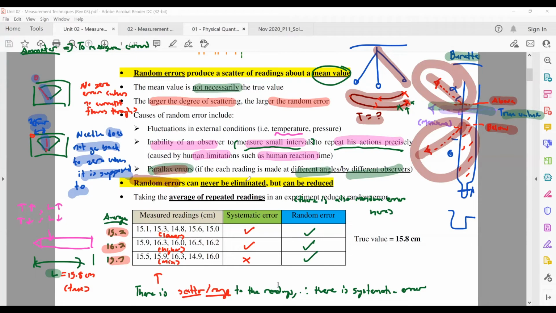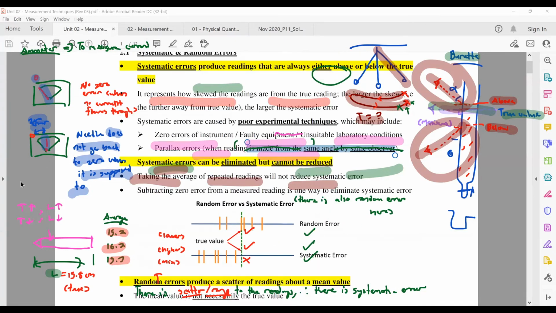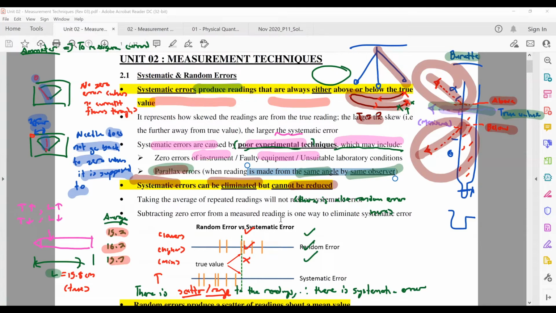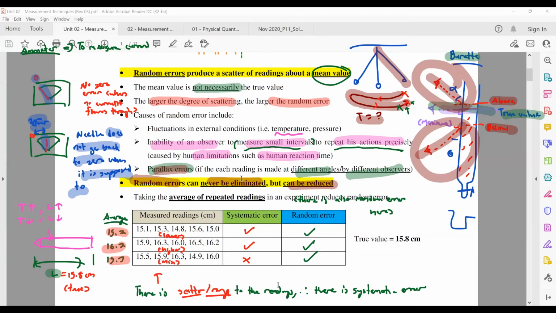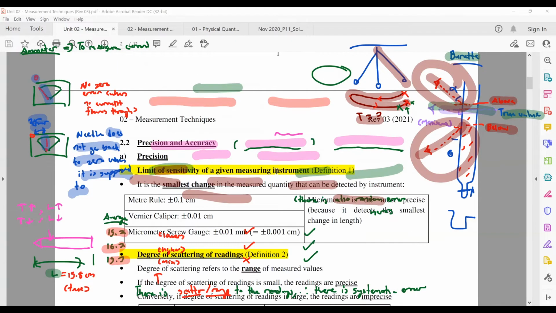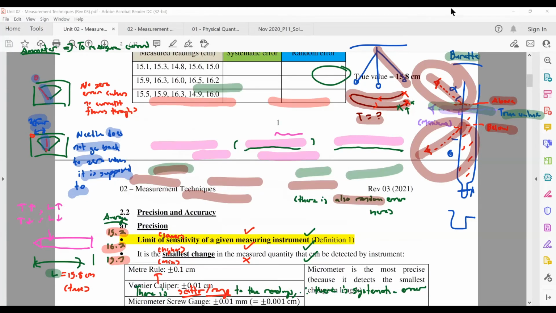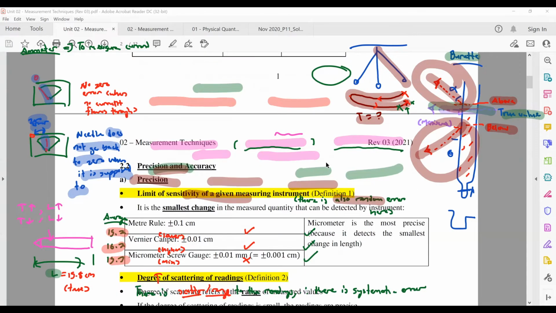Now, random errors are the complete opposite of systematic errors. Random errors can never be eliminated, but they can be reduced. For systematic error, just now we said that it can be eliminated, but cannot be reduced. Random error is the direct opposite. It will never be eliminated, but it can be reduced. Taking the average of repeated readings will actually reduce your random error. So this is what systematic and random error actually are. Then I move on to precision and accuracy.